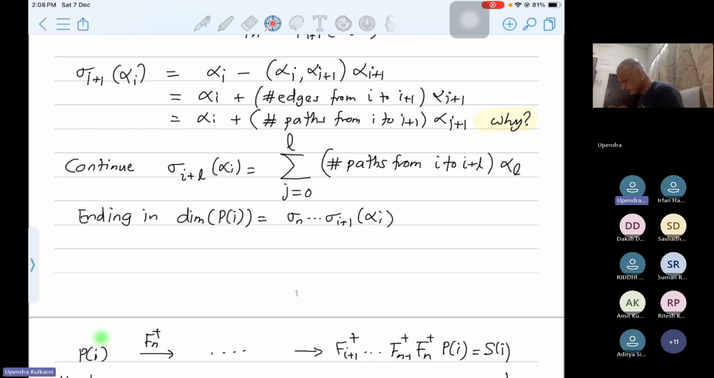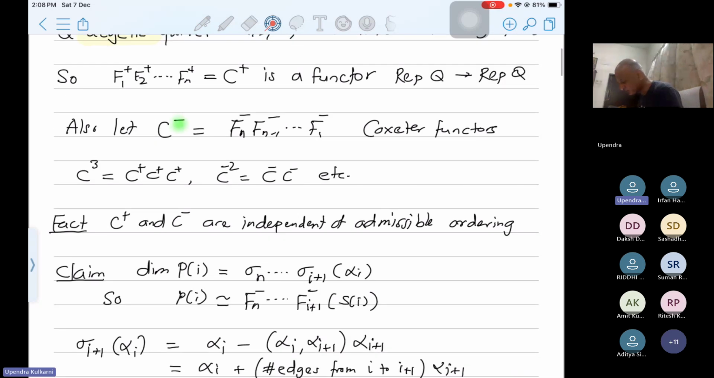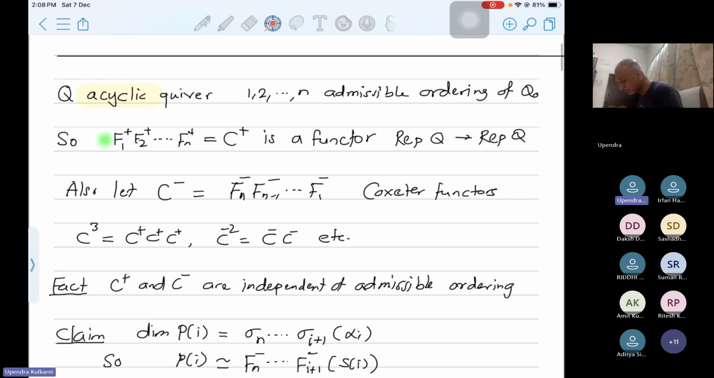Okay. So this other Coxeter functor C minus also makes sense, where I have the same functors with minus versions chained in the opposite way. So first F1 minus happens, and then so on and so forth. And then I start taking powers of these. So C cubed is C plus applied three times, and C to the minus 2 is C minus applied twice, and so on and so forth. It is a fact that these functors are actually independent of the admissible ordering. So if I choose a different admissible ordering, then I am going to get the exact same Coxeter functor. So they are intrinsic in some way.